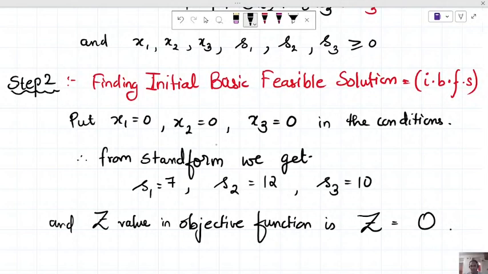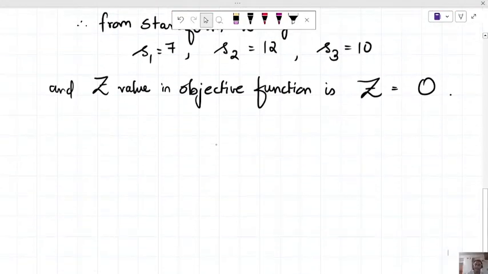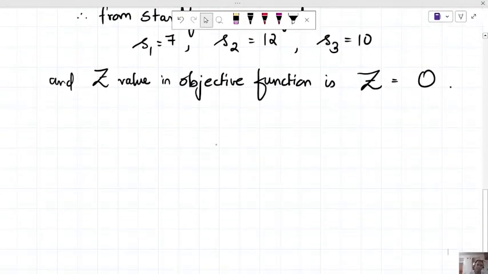So what you have to do is, whatever numbers the variables x are given, you put them in the standard form conditions and the objective function, and you will get some answers. Those answers you have to take. Now we are in a position to write down the table. So we now formulate.